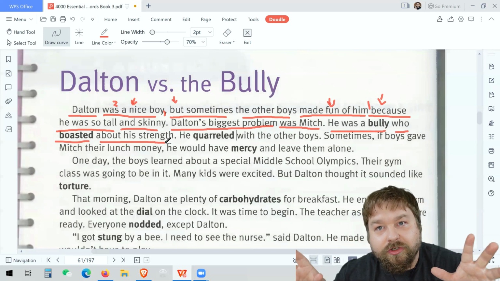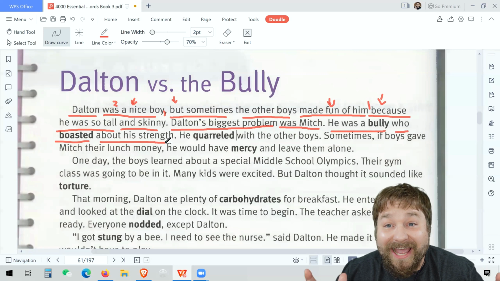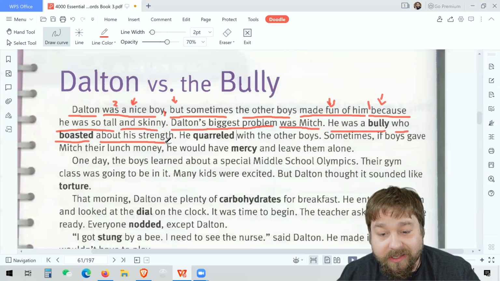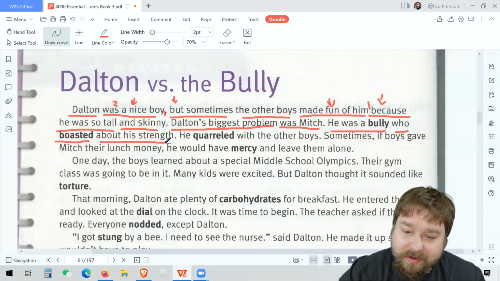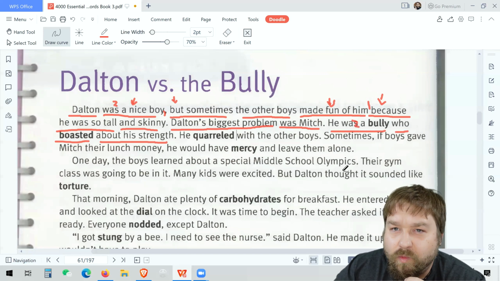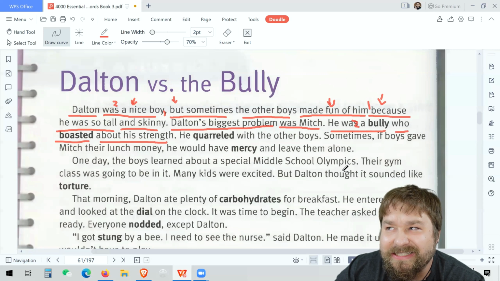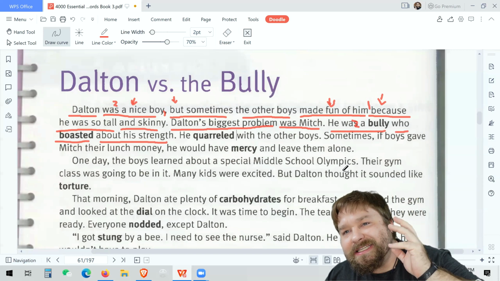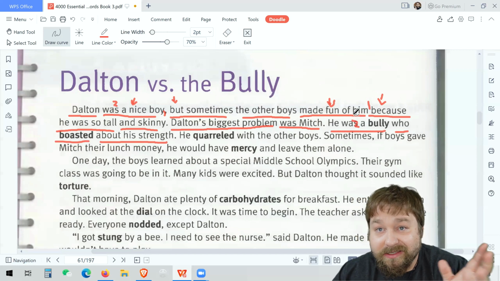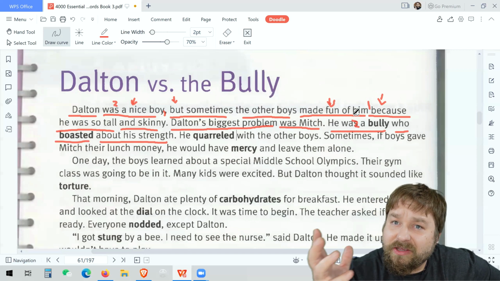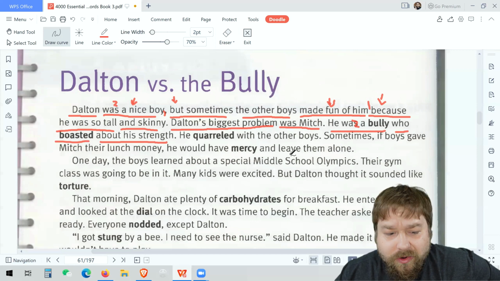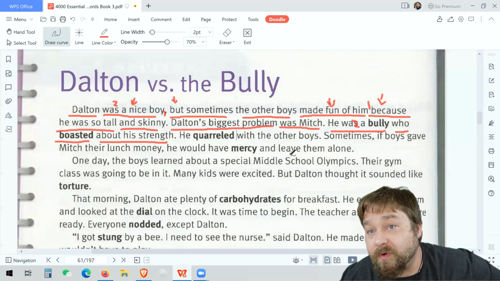Sometimes the words trip you over, so you don't want to have them there. Break things, slow down, speed up as necessary. He was a bully. Remember, we changed that S to a Z. Was Mitch. Was Mitch, right? He was a bully. We blend was and together. He was a bully. Who boasted. Oh, who boasted. Why? About his strength.